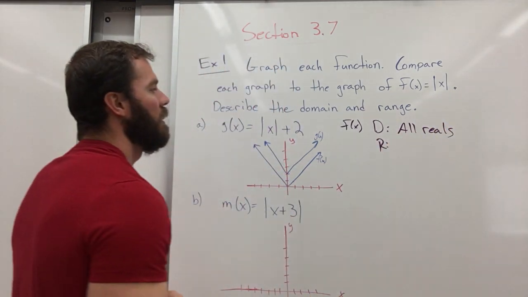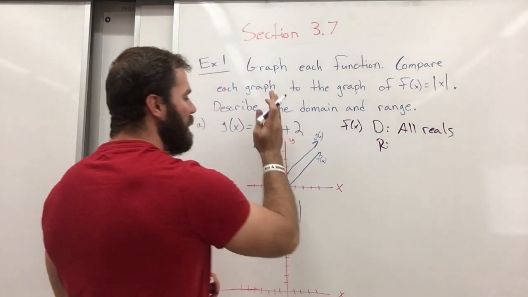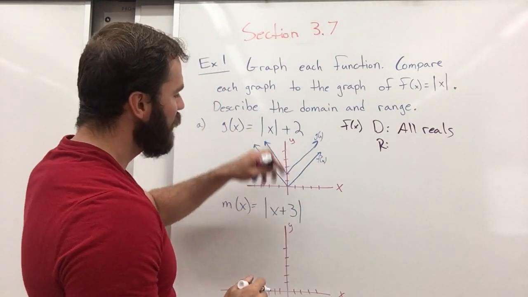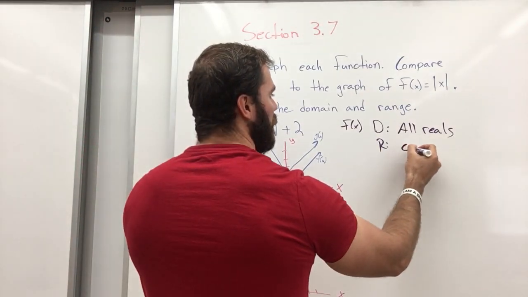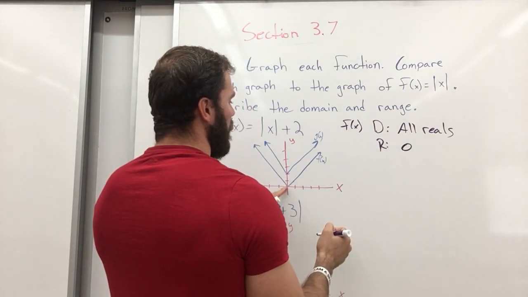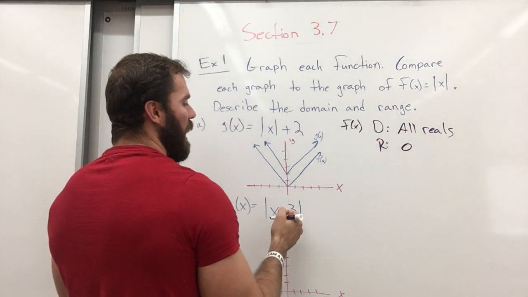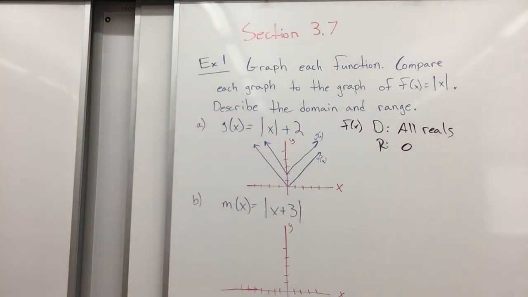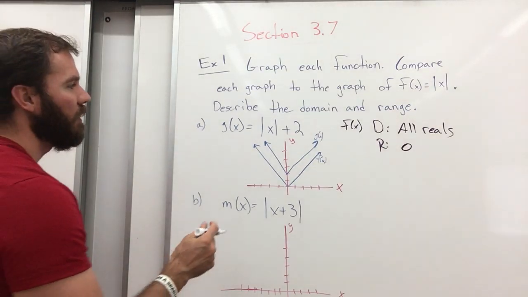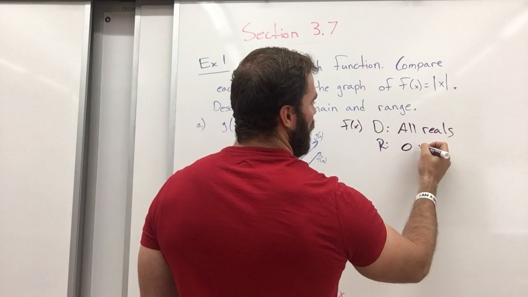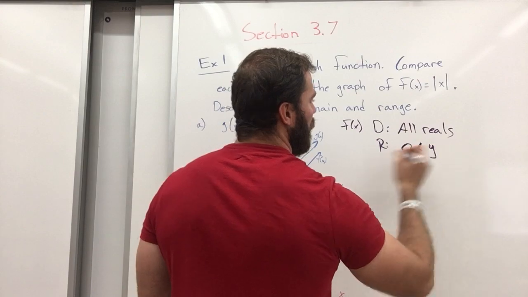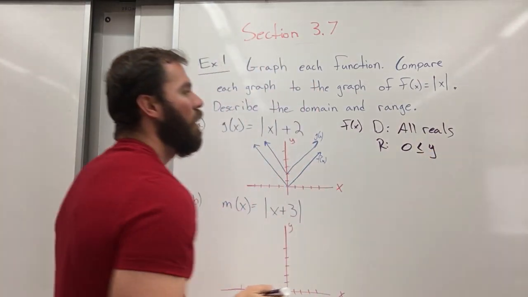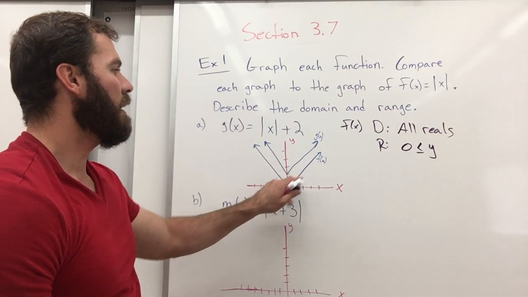My range is the y numbers. Where is the lowest y value? Right there at the origin, at the 0. And how far up on the y-axis is it going? It's going forever in the positive direction. So y is 0 and everything above.